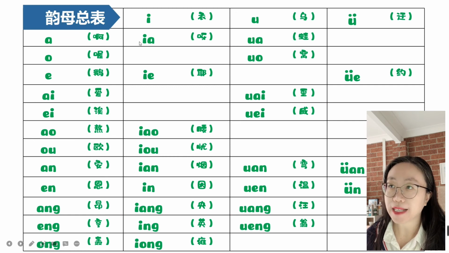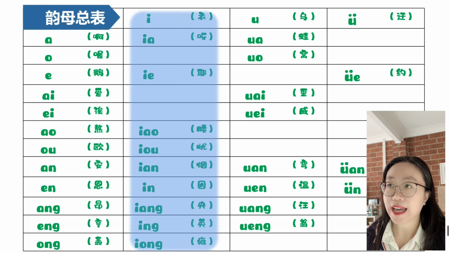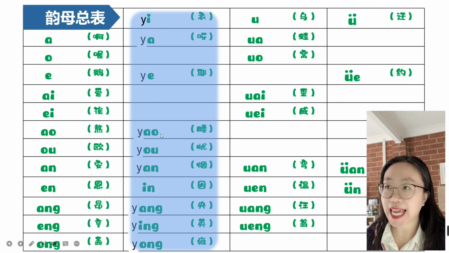For example, like this one, if without other initial letters in front, we will write it as the big E. Okay, you can have a look. Like the first one, the Y and E together, we pronounce it the same. And the next ones, ya, ye, yao, you, yan, yang, yin, yong.